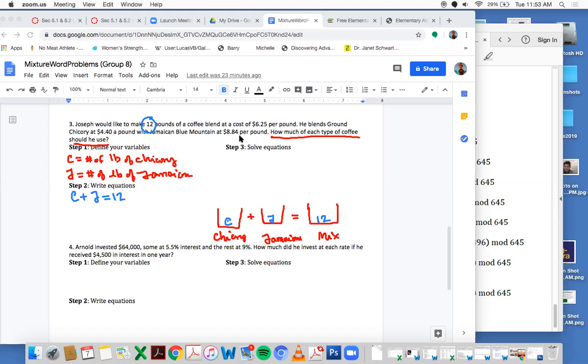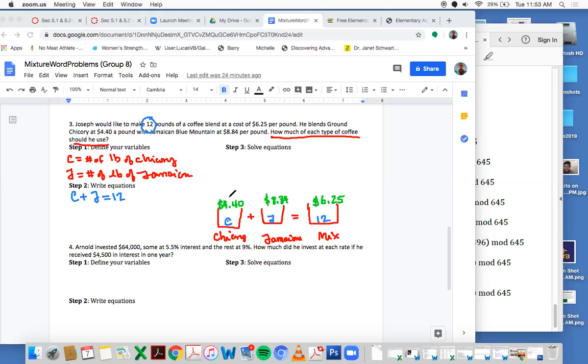All right, now we're going to look at the amount per pound. So it kind of gives us the cost per pound of each. All right, so the 12 pounds of coffee blend is $6.25 a pound. And again, you don't need to divide by 100 because it's already in dollars. Sort of with the quarters and the nickels, we divide by 100 because we're trying to change it to dollars, but this is already in dollars. And how about the others? So the ground chicory is $4.40 per pound, and the Jamaican is $8.84 per pound. So that's the dollar amount.